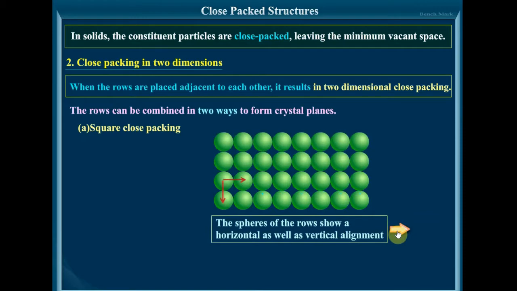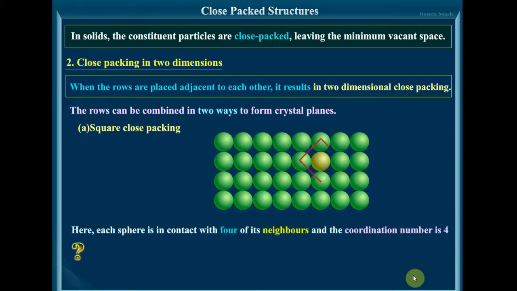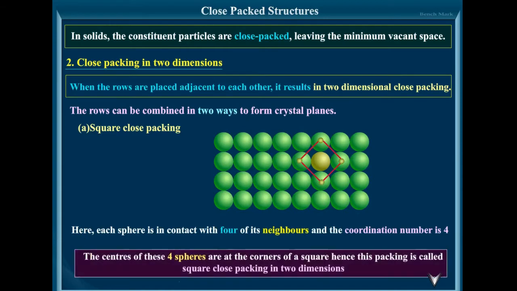Here, each sphere is in contact with, you can see here, each sphere, the center, is in contact with 4 of its neighbors. And hence the coordination number of this type of square close packing is 4. There are 4 particles surrounding a particle. The centers of these 4 spheres are at the corners of a square. And hence this packing is called square close packing in 2 dimensions.